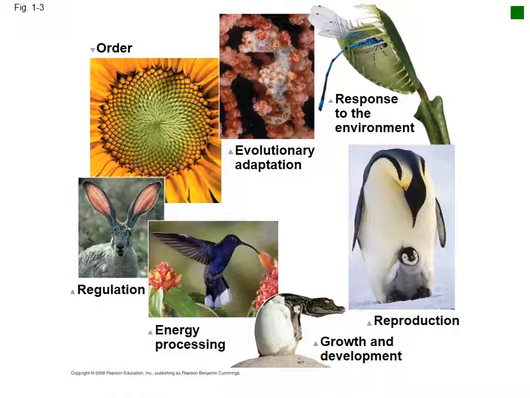Now, energy processing. This hummingbird is able to take food in the form of nectar from different plants, and it is able to give some energy for its body cells to break it down and make ATP. We'll come to these big words later, but it makes ATP, and that ATP is used for other processes like movement, flying, and so on and so forth.